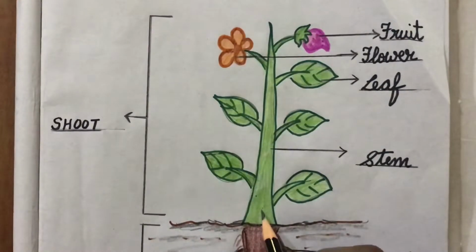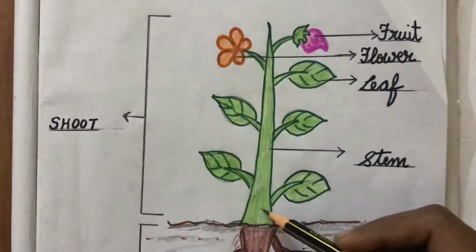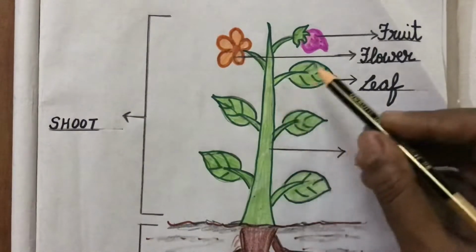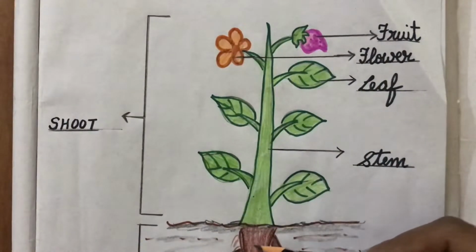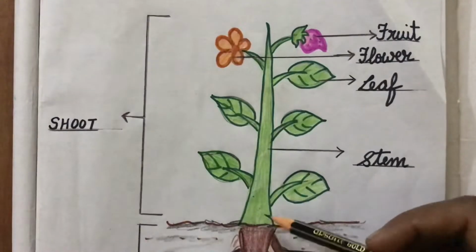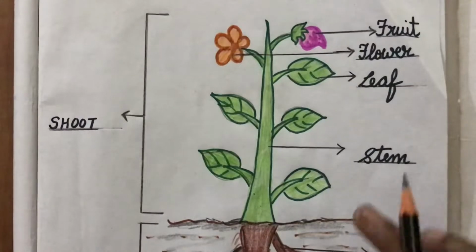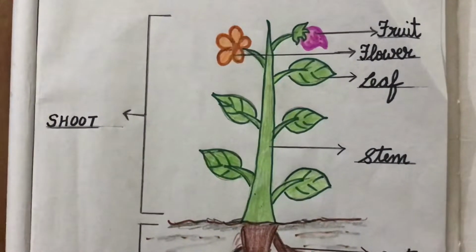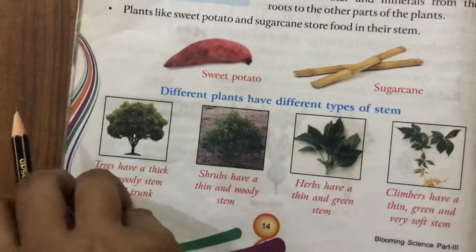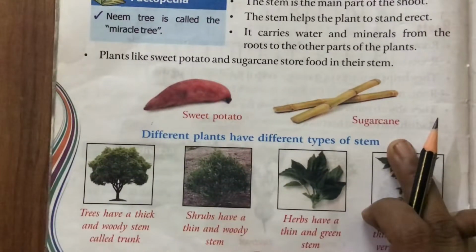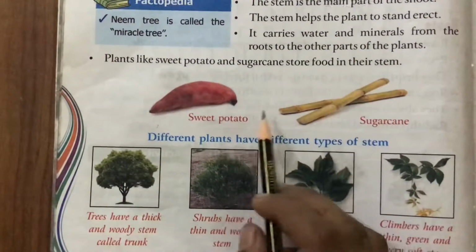It gives support to the plant, and one more work it does, that is it carries all the water and the minerals from the roots to all parts of the plant. Okay, children, so this is the second part of a plant, and we also eat some stem of a plant, that is sweet potato and sugarcane. Plants like sweet potato and sugarcane store their food in stem, so we eat them.